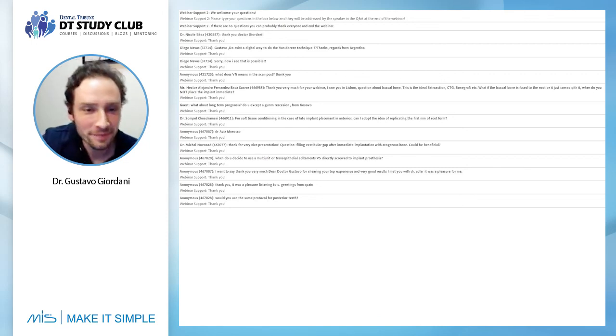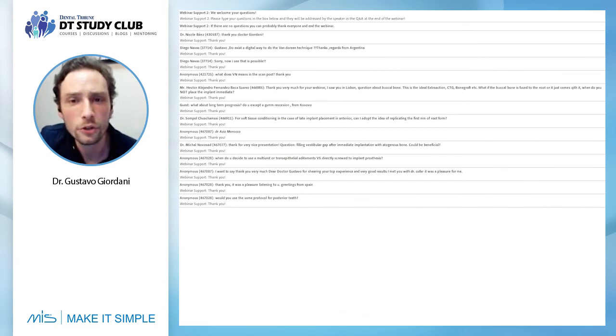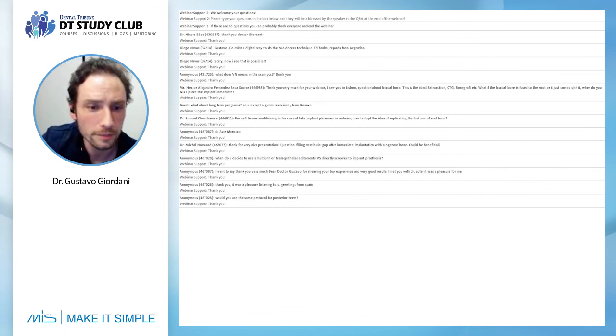My pleasure. For soft tissue conditioning in case of a single implant placement in the anterior, can I adopt the idea of replicating the first millimeters of the root form? Yes, of course, for sure. No doubt. Very good.